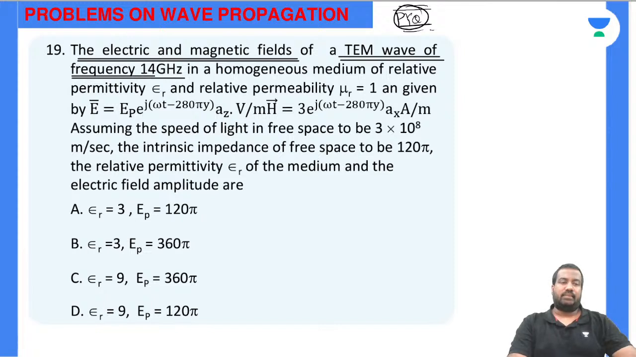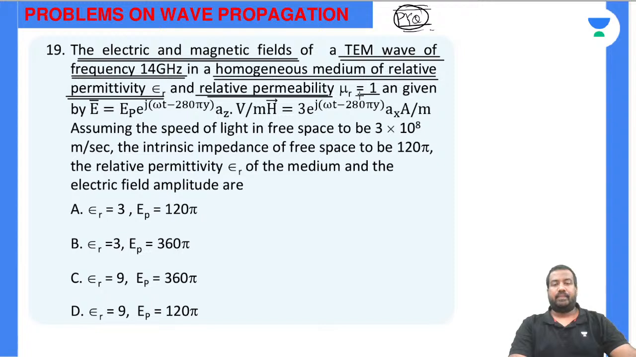of frequency 14 gigahertz in a homogeneous medium of relative permittivity epsilon r, relative permeability mu r equal to 1, is given by E is equal to... The given frequency is 14 gigahertz, it's a TEM wave.